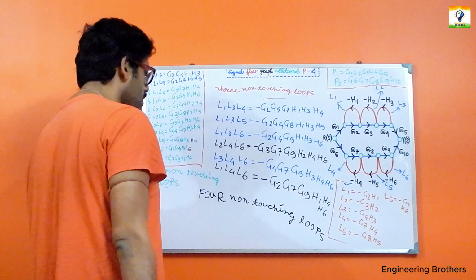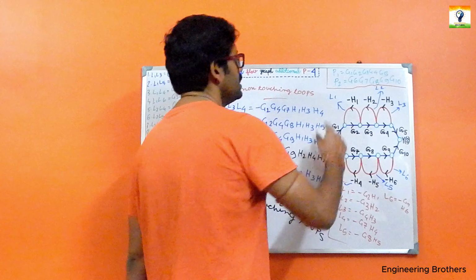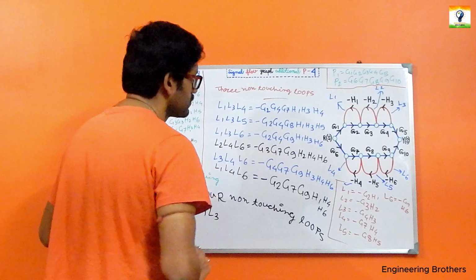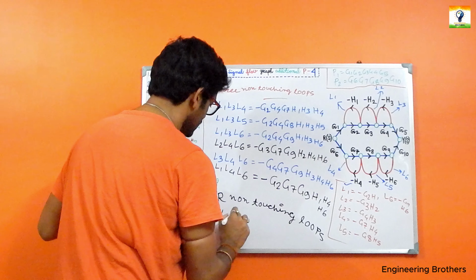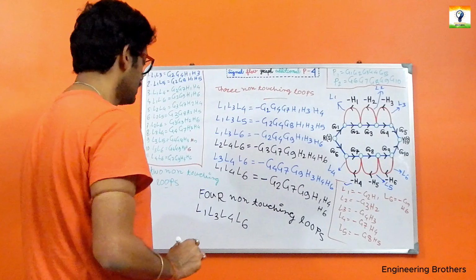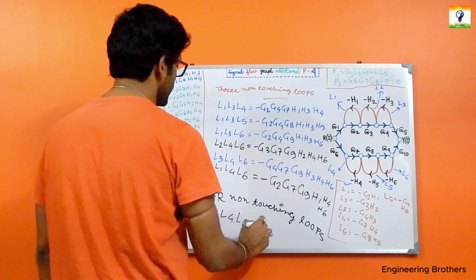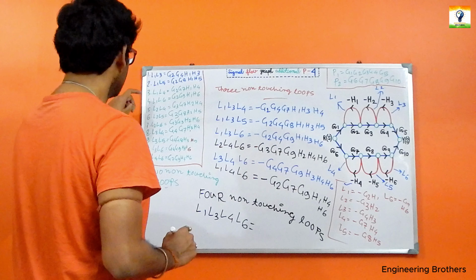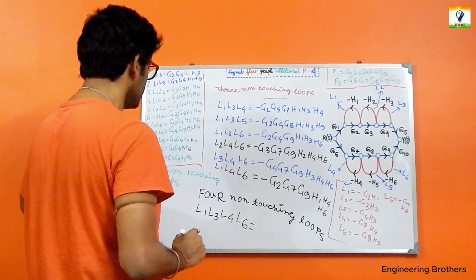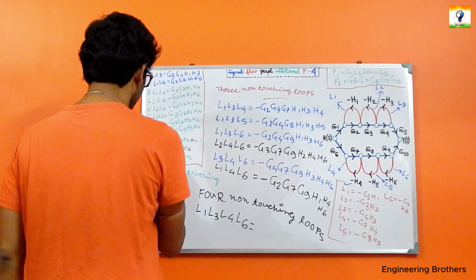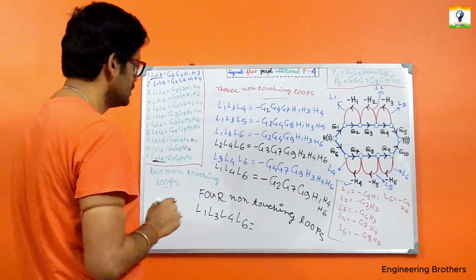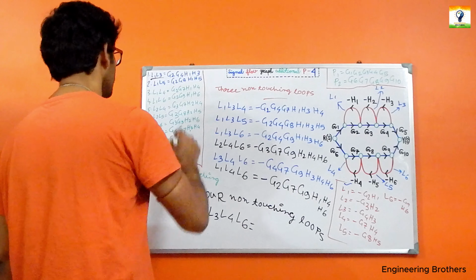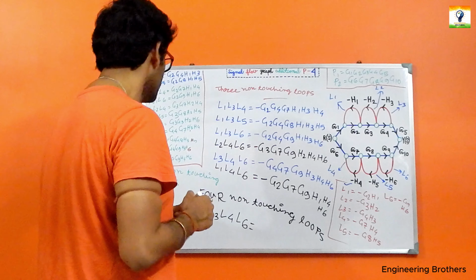Now this is our only four non-touching loops present in our given signal flow graph, which is quite naturally L1, L3, L4, L6. Now, how do you get the overall gain for that one? Just simply multiply this L1, L3 along with this L4, L6, just as you multiply for our two non-touching loops, and you have your answer.